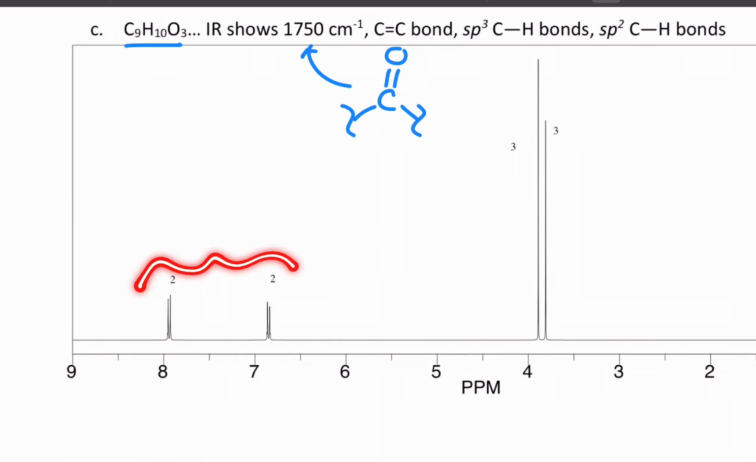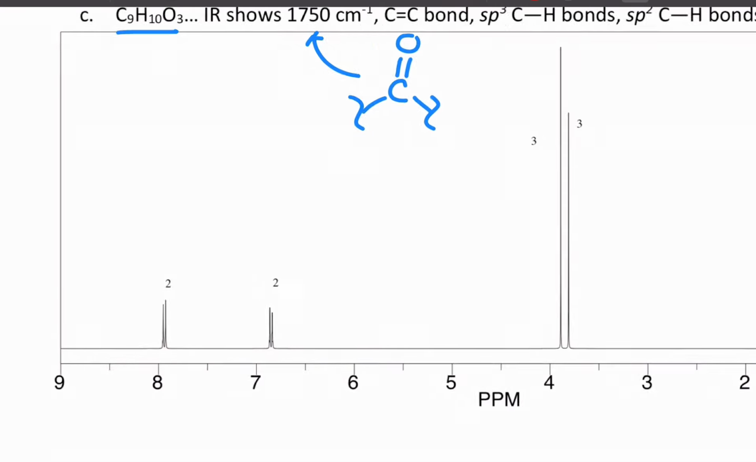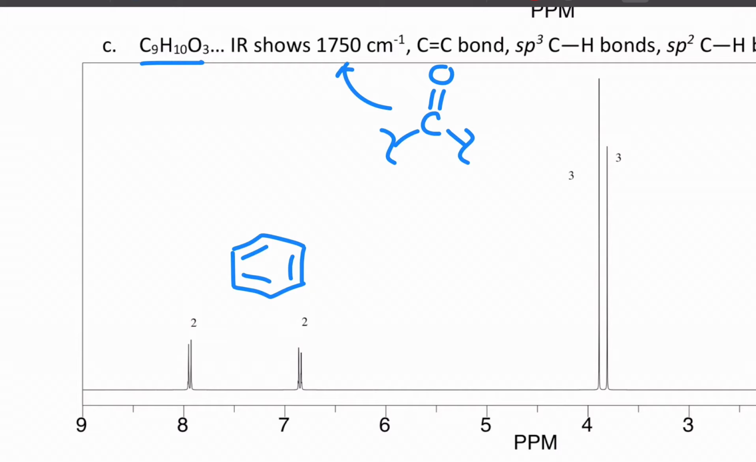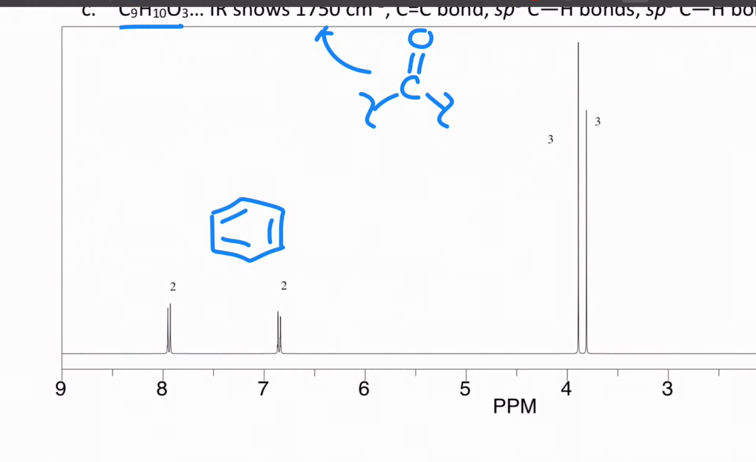I do see aromatic hydrogens. I see benzene hydrogens as a pair of doublets. I know that because of the location between 7 and 8, roughly. So we probably have a benzene ring once again. Our molecule is not big enough to suggest that there's 2 of them, but that takes care of 6, actually 7 of our 9 carbons in the molecular formula. And there's only 4 hydrogens on that benzene ring.